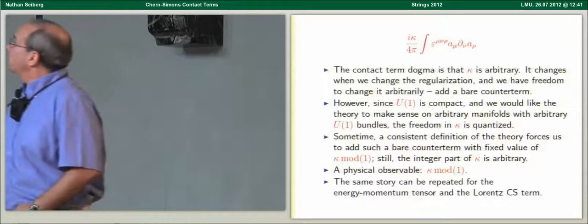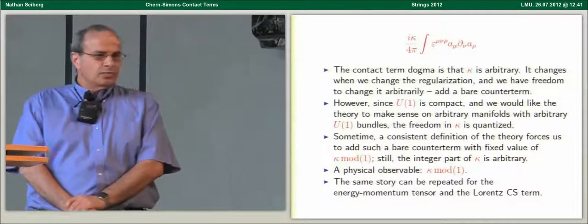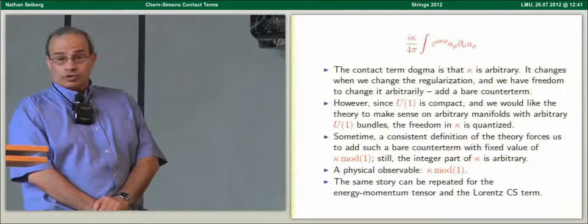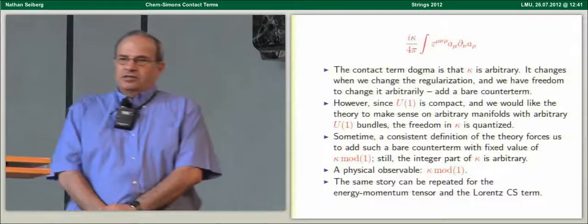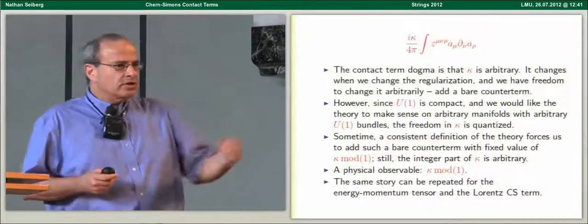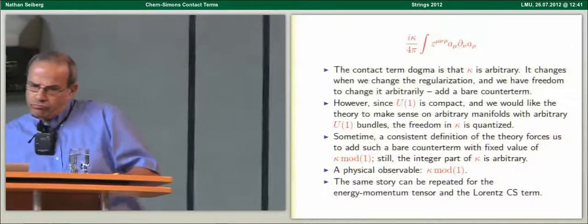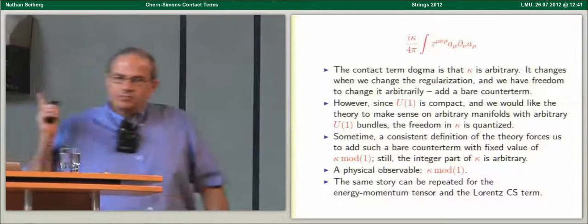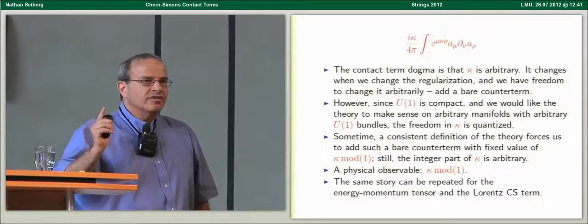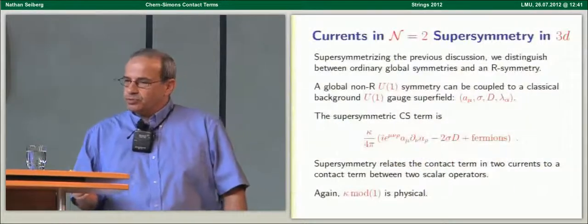Now this entire discussion can be repeated for the correlation functions of the energy momentum tensor. There's a similar contact term there associated with the Lorentz Chern-Simons term. Again, in some units, kappa is quantized, the freedom in kappa is quantized, and the fractional value is physical. And I should also emphasize that my normalization here is only for spin manifolds, otherwise there are additional factors of order 1, which I'm not going to get into. The concepts are more important.